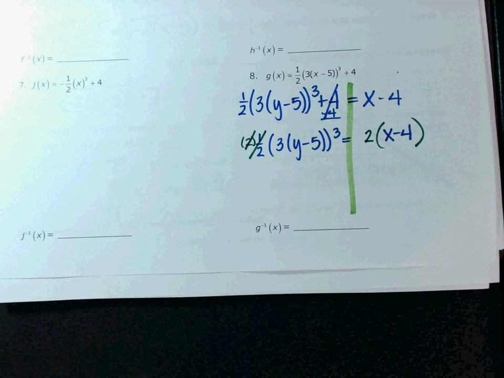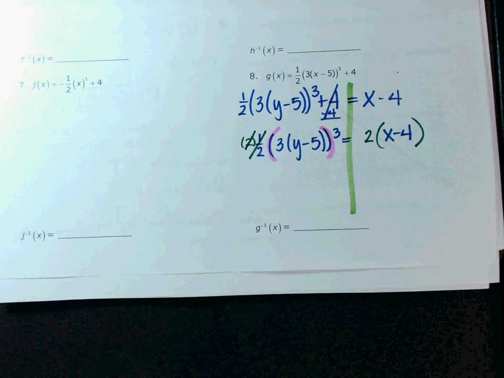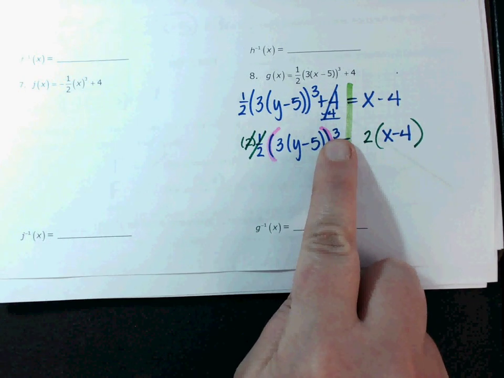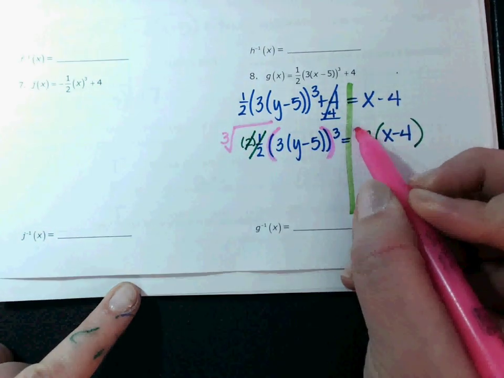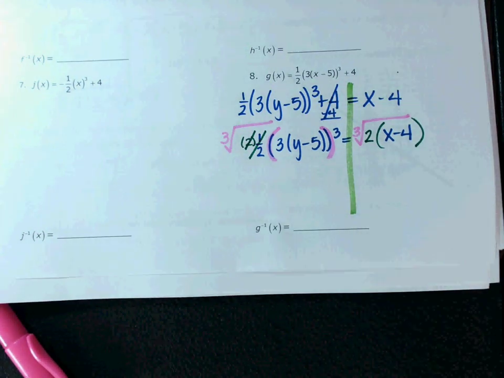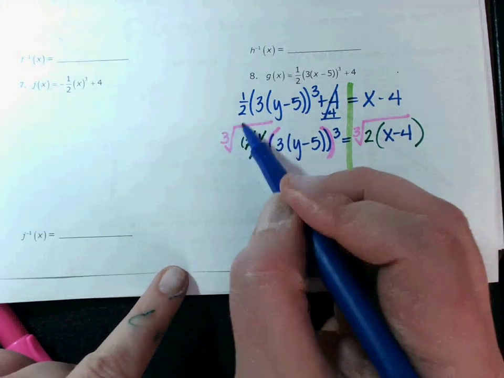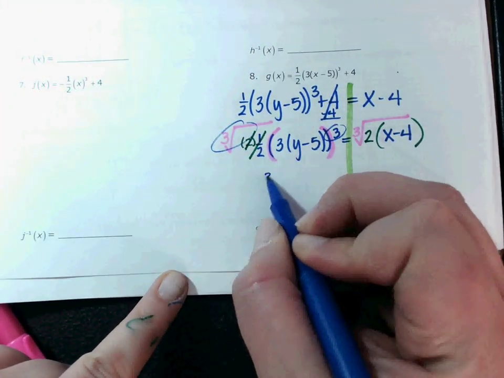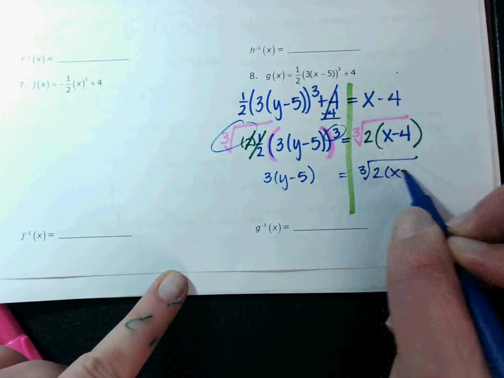Okay, the answer is no. This is why. Is that 3 inside or outside? It's inside. So what do I have to do first to get rid of the cubed? You have to cube root next. So I'm going to cubic root here, and I'm going to cubic root here. The reason is that this 3 is inside the cubed parentheses, so you can't really touch it right off the bat. From there, my cube root and my cubed cross out with each other. So now I just have 3y minus 5 equals the cubic root of 2x minus 4.